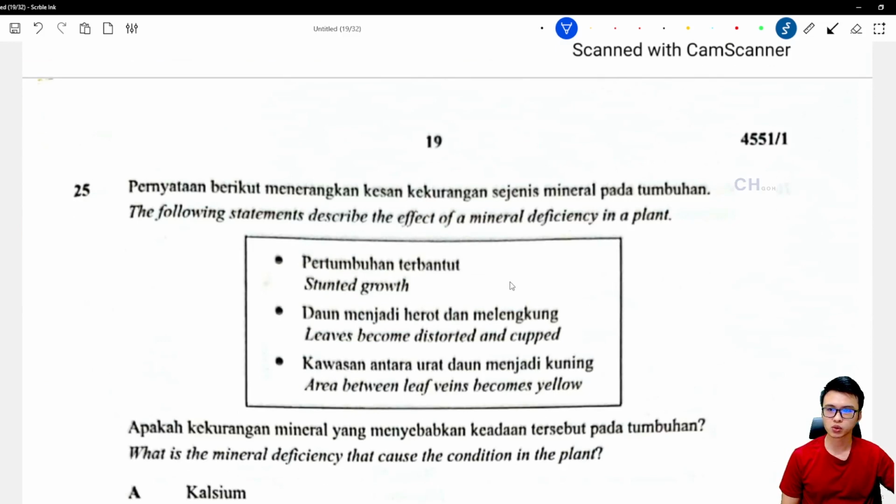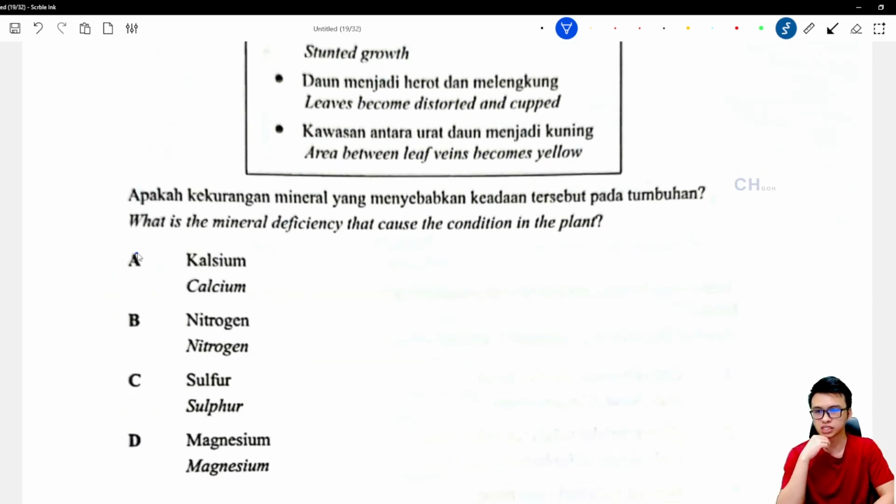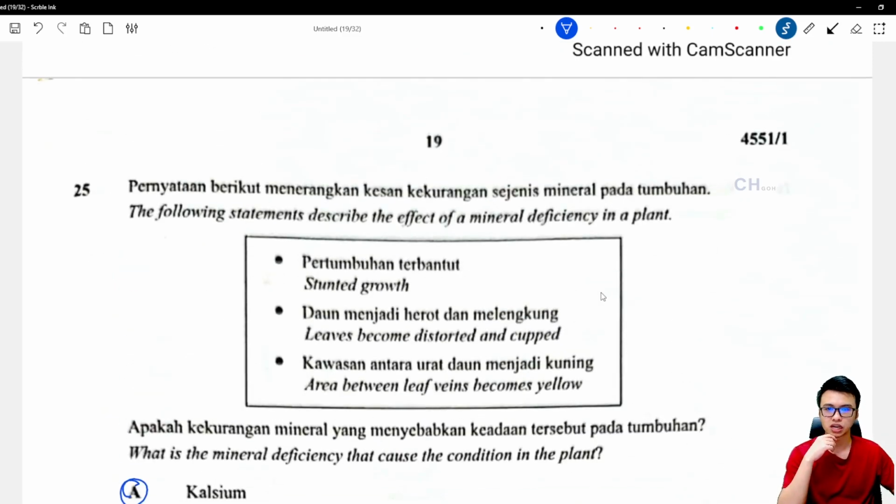Alright, so let's look at question 25. The following statements describe the effect of mineral deficiency in the plants. Stunted growth, leaves become distorted and curl up, and the area between the leaf veins becomes yellow. What is the mineral deficiency that caused the condition in the plants? Okay, so the answer is confirmed: calcium. If you can't remember all this, you need to go to the textbook and find the answer. This kind of information can be found in Form 5 Chapter 3.